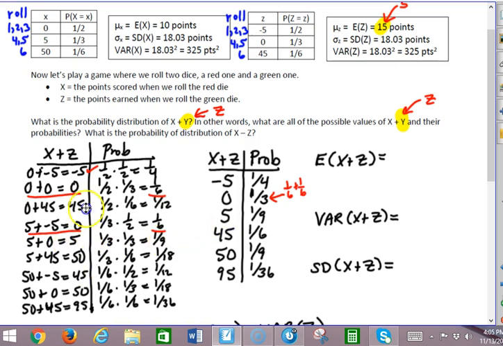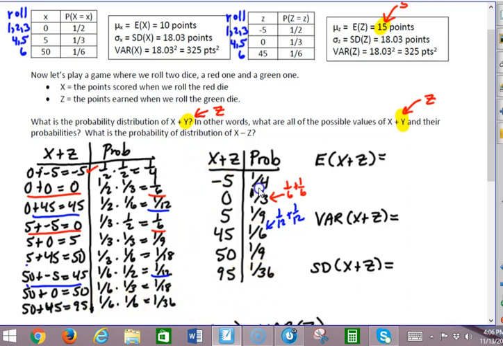45, there are 2 different ways to get a 45, 1/12 and 1/12. So this one is right here, 1/12 plus 1/12, which gives me 2/12 or 1/6. There are 2 ways to get 50. Those add up to 1/9. 1/18 plus 1/18 gives me 1/9. And then there's one way to get 95.